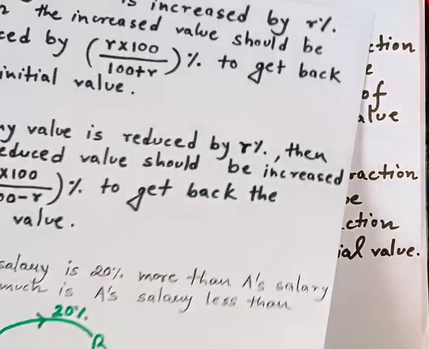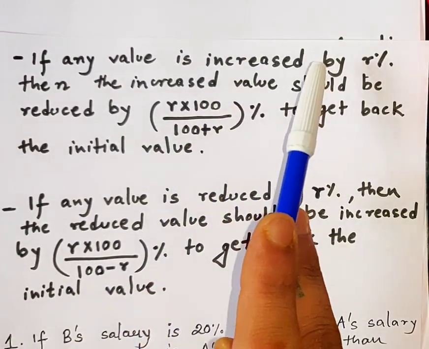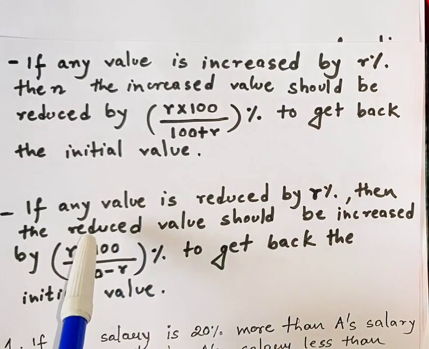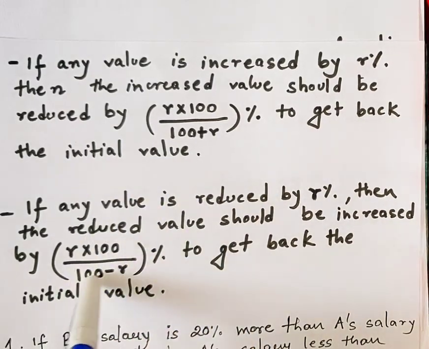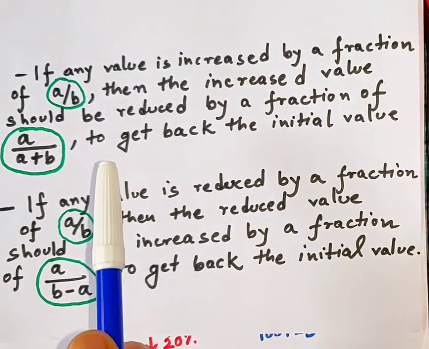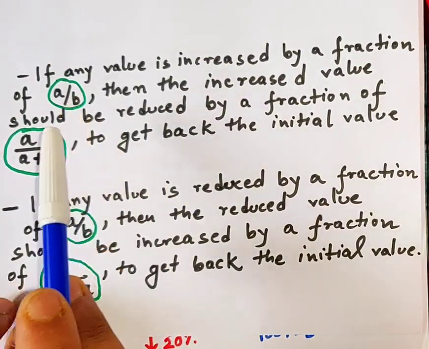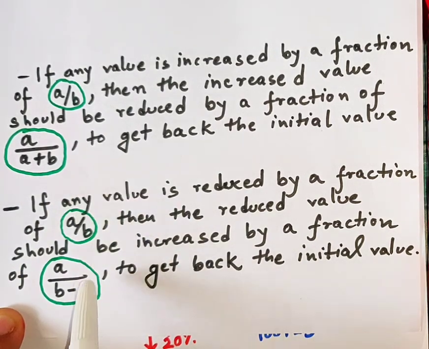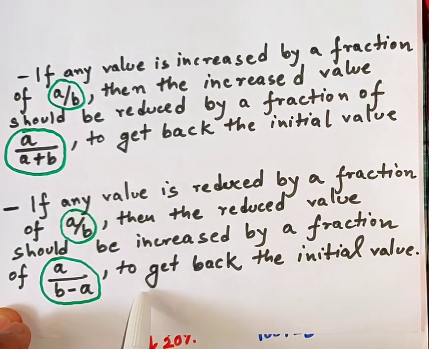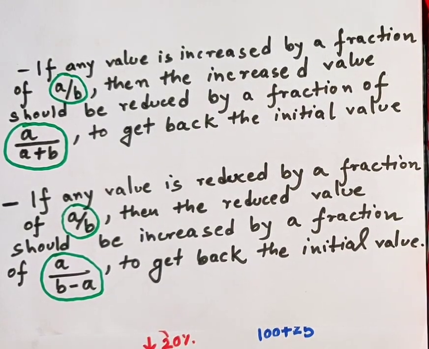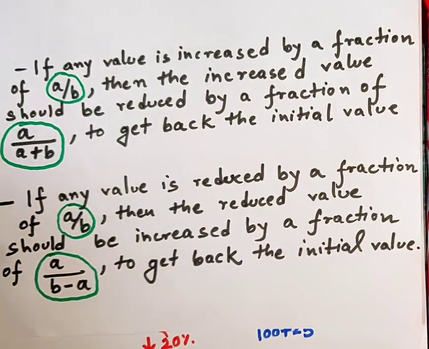In terms of percentage, if you increase by r%, it will be r by 100 plus r into 100%. Similarly, if you reduce, the base will reduce, so r by 100 minus r into 100%. In terms of fraction, if you increase, the base increases, so remember it will be plus. Reduce means the base is reducing, so it will be minus. Now with this as the concept, let us solve a few questions where it will be beneficial.